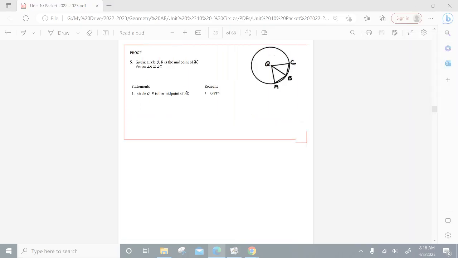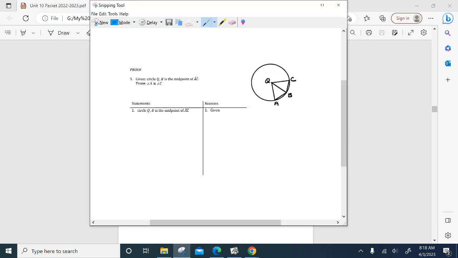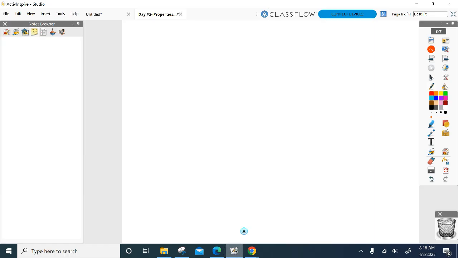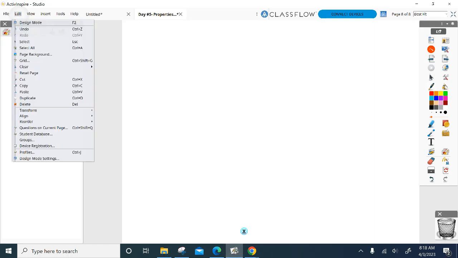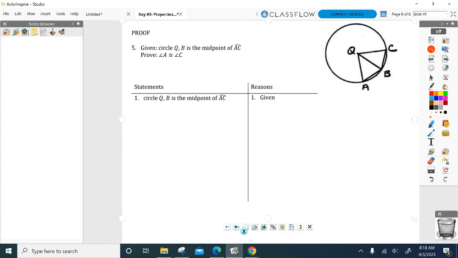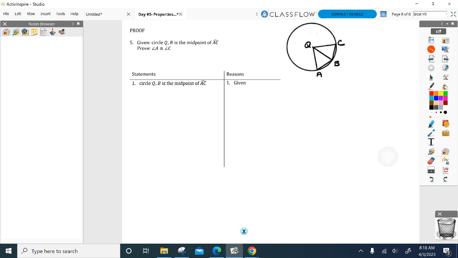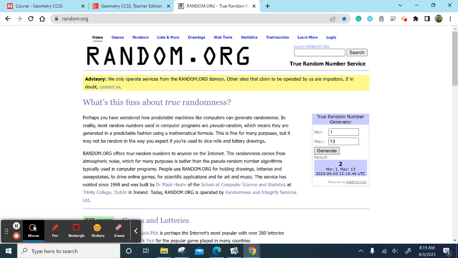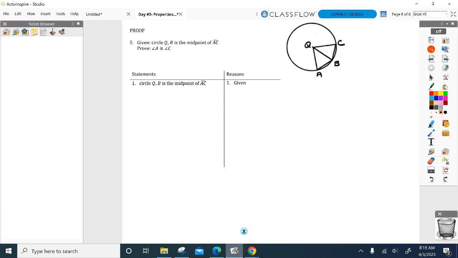Oh, and I gave you B as the midpoint of arc AC too. And I'll let you know there's more than one way to do this proof. More than one way to get those triangles congruent. I don't care if it's a circle fact or not. Tell me something that's true up here. Remember, I'm trying to get the triangles congruent. Give me something that's true.